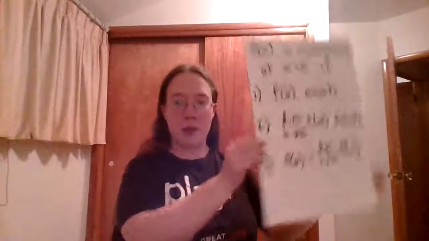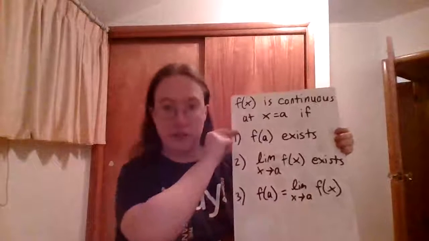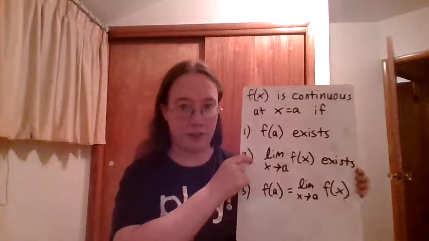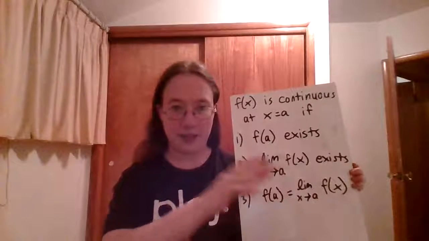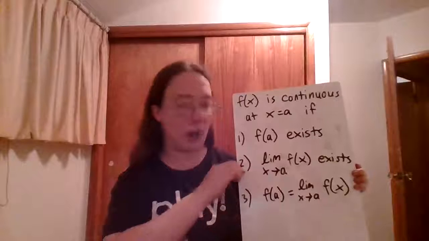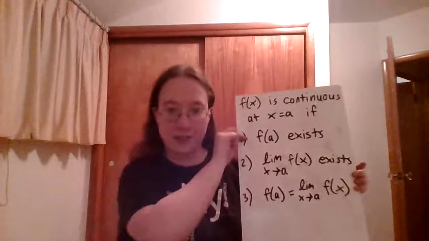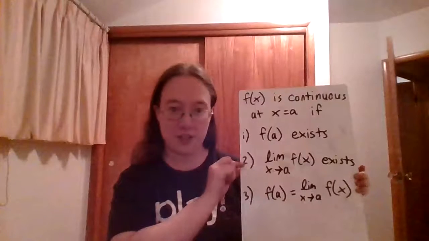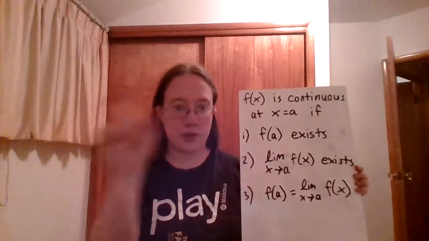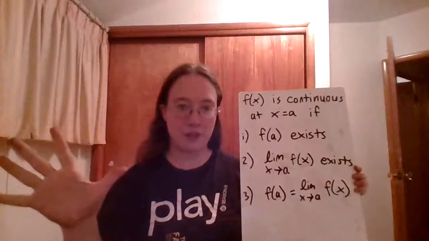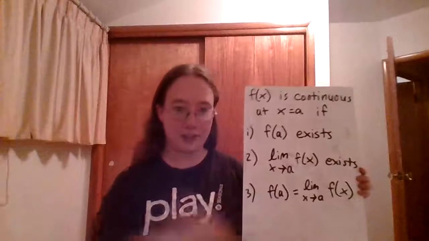And our function is continuous if basically three things are happening. So it's continuous at a point if that point exists. Kind of makes sense. If the limit at that point exists, which again is not necessarily the same thing as that point existing, the limit just means are we approaching the same thing from the left as we are from the right. So the point has to exist, the limit has to exist, and those two things have to be the same thing. So the point and the limit, they both need to exist and they need to be the same thing.